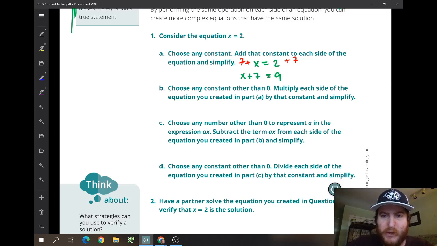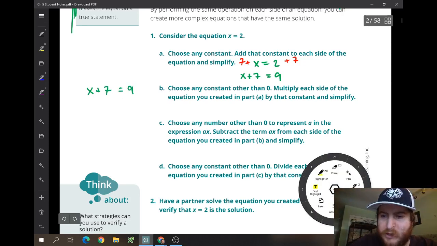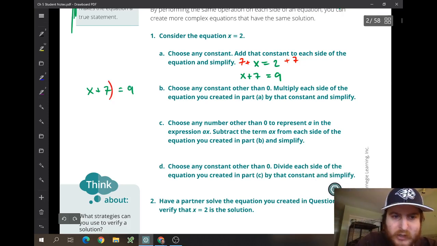Now, we want to be careful on this. So I'm going to kind of write b off to the side. They gave us a little bit of space. x plus 7 equals 9. When we multiply each side, we need to put each side in parentheses. So we need to put each side in parentheses.